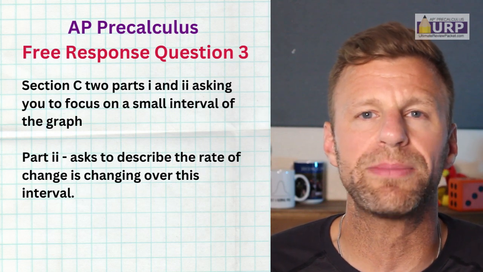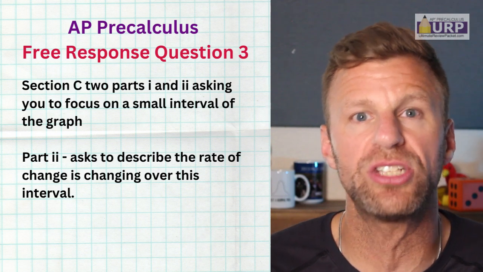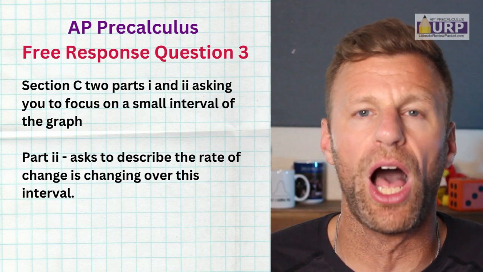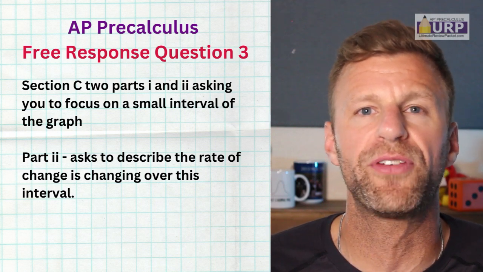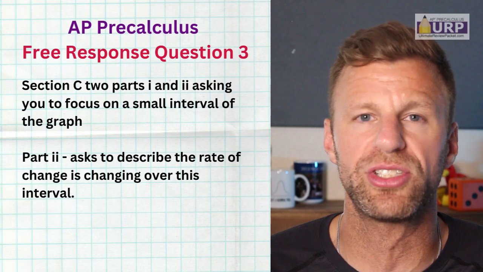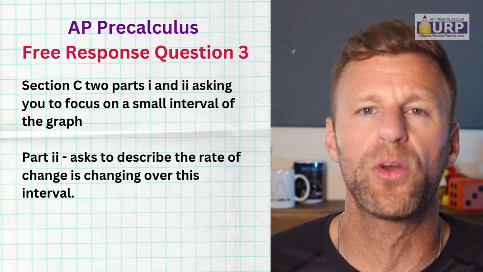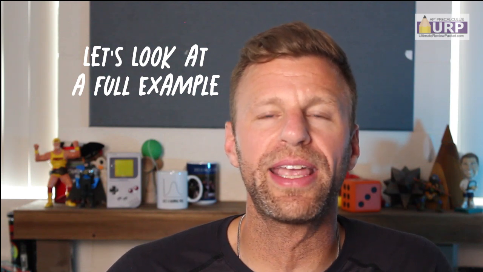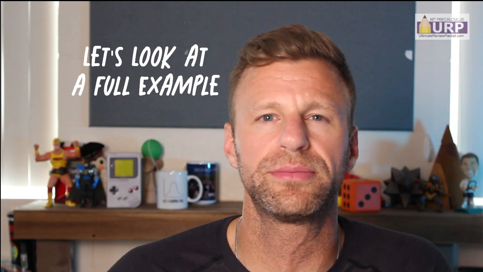Part 2 is going to ask about how the average rate of change is changing over this particular interval. So here we want to focus on the concavity of that particular section of the graph. If it's concave up, the rate of change is increasing, and if it's concave down, the rate of change is decreasing. All right, let's dive into a full example of exactly what this third FRQ is going to look like, and we're going to show you exactly how to solve it.